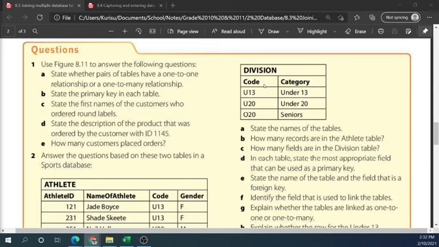Michaela, what do you say? Sorry, I didn't get to hear that. Question E. Say the name of the table and the field that is a foreign key. You didn't do it or you didn't understand the question? Yes, sir. So what do you have for that question? Sir, I have under 13. Okay, Michaela says under 13. Nicholas, what do you have?